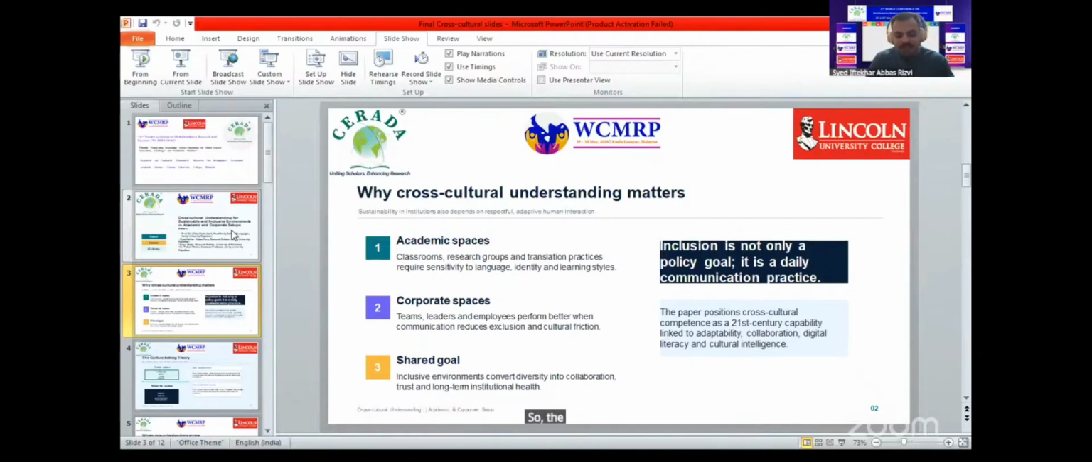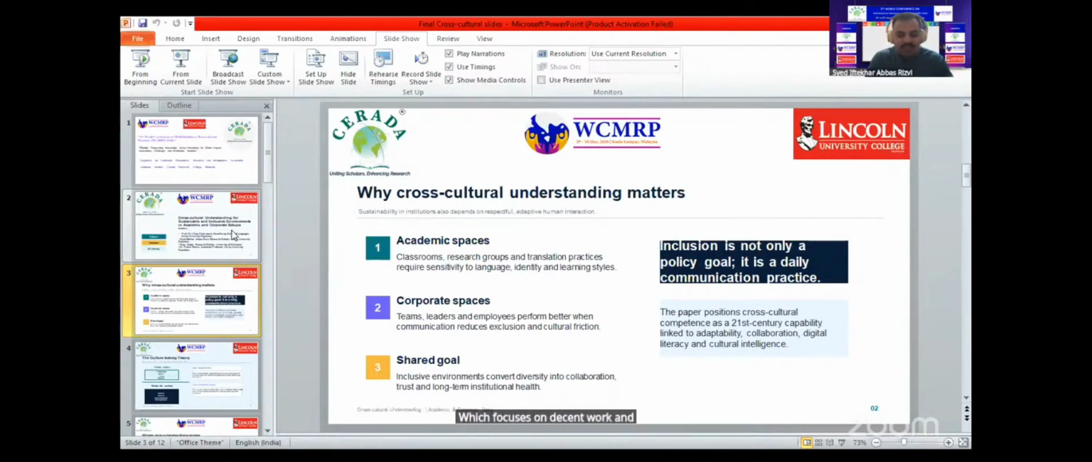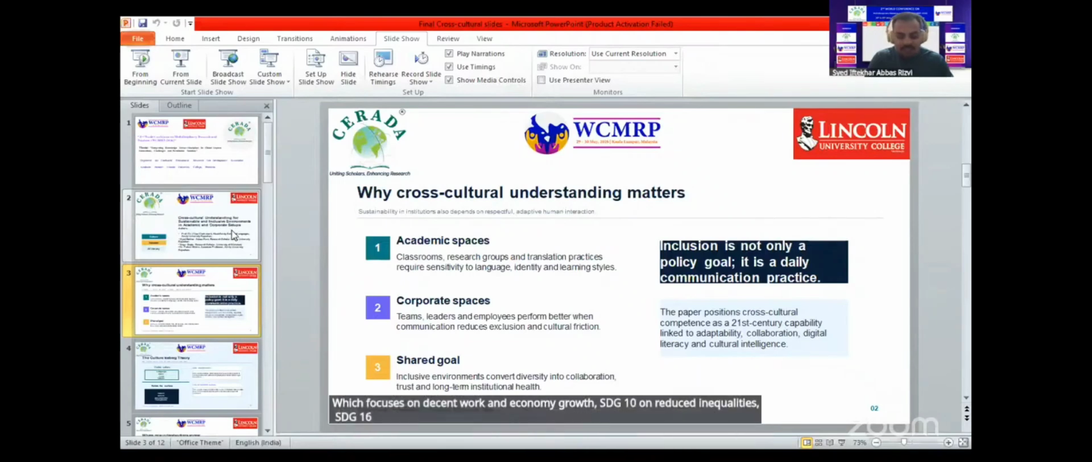Their presentation of this new conceptual framework provides a critical review of the existing literature. It explores the fundamental nature of cultural intelligence and its relationship to other frameworks of intelligence. And this paper closely links to sustainable academic and corporate spaces, which are also closely aligned with the UNESCO SDG program, especially SDG 4, quality education, SDG 5, gender equality, SDG 8, decent work and economic growth, SDG 10, reduced inequalities, SDG 16, peace, justice, and strong institutions, and the last one, SDG 17, partnerships for the goals. So cross-cultural understanding contributes to these goals by creating inclusive, ethical, and participatory environments where individuals from diverse backgrounds can learn, work, and collaborate with dignity.